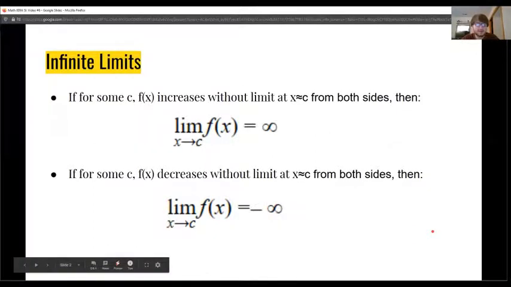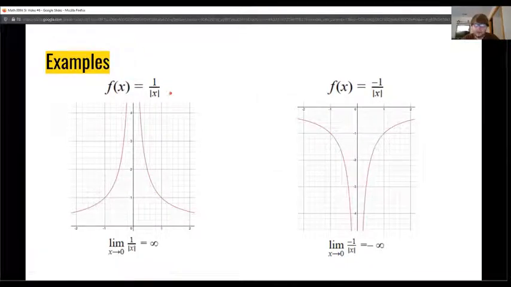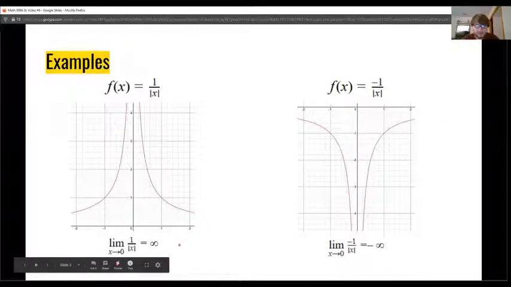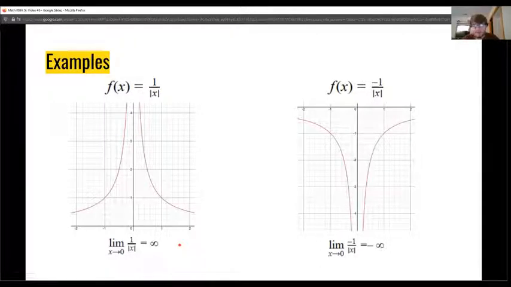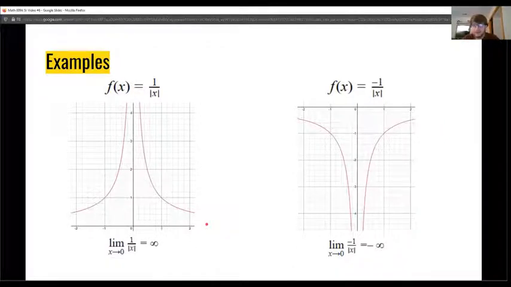So let's take a look at an example of that. We have this function f of x is equal to 1 over the absolute value of x. So this is the graph right here, and we see if we're coming up from the left, we're going to keep going infinitely, and we're never going to stop. And the same from the right. And we see that the limit as x approaches 0 of 1 over absolute value of x is infinity. Usually you're going to get a case like this when you're plugging in your limit and you get a 0 in the denominator. This is generally how we're going to get something looking like this.